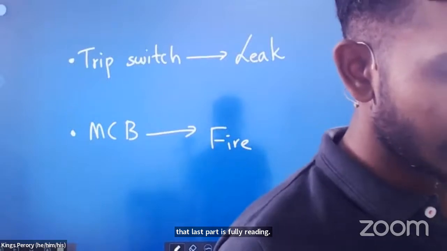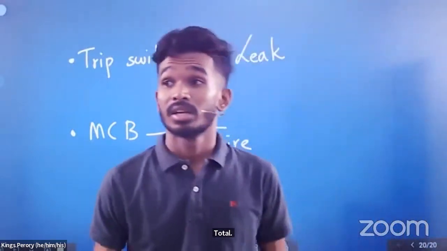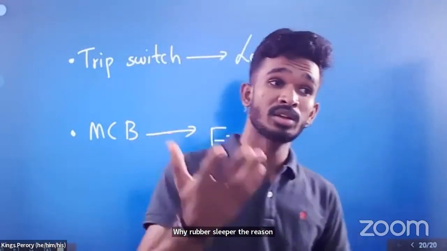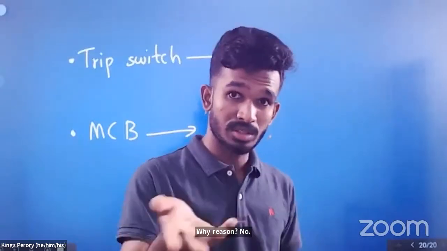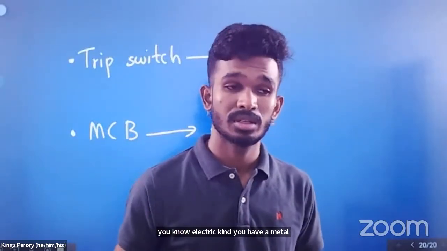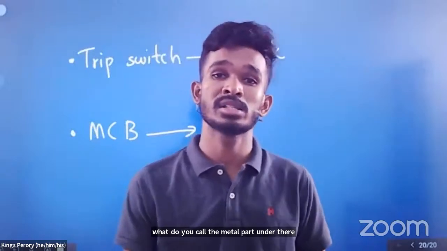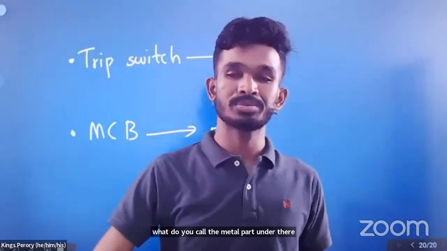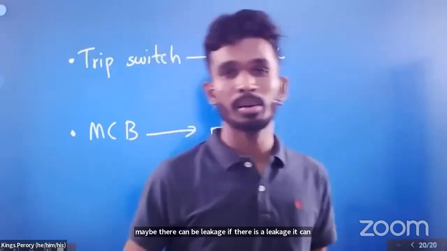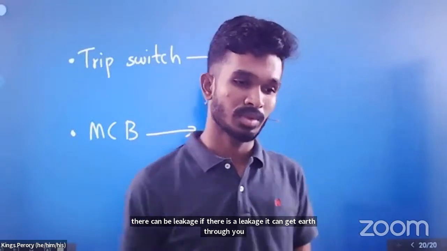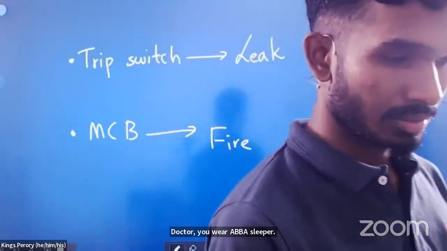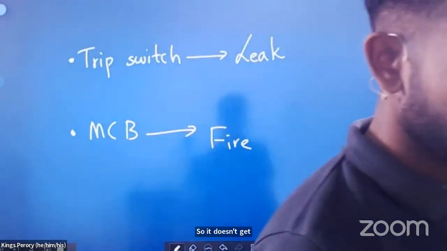Why rubber slipper? The reason: in an electric iron, you have a metal part underneath, right? Maybe there can be a leakage. If there is a leakage, it can get earthed through you. So you wear a rubber slipper, and it gets insulated. Yes, it's insulated.